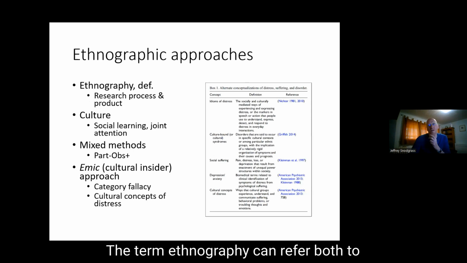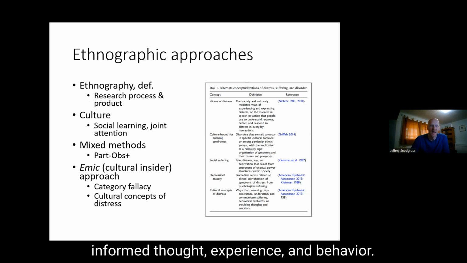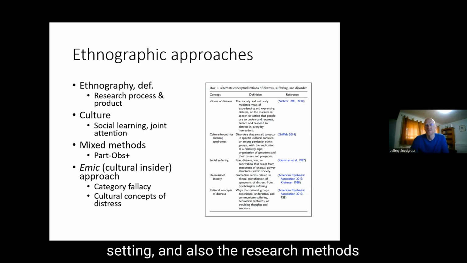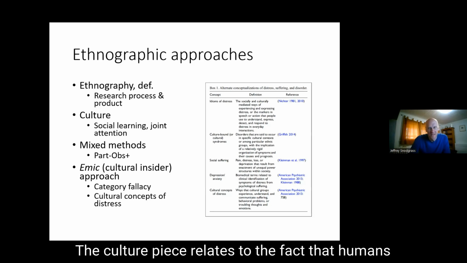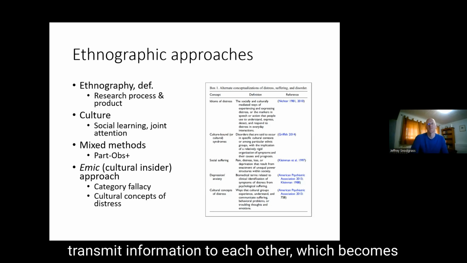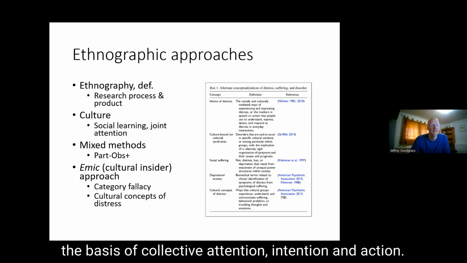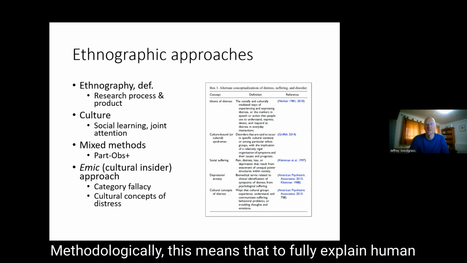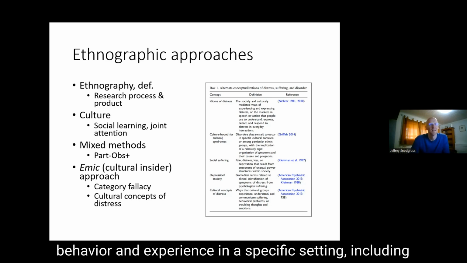The term ethnography can refer both to a case study account of the culturally informed thought, experience, and behavior, characteristic of a particular group or setting, and also the research methods used to study those groups or settings. The culture piece relates to the fact that humans transmit information to each other, which becomes the basis of collective attention, intention, and action.